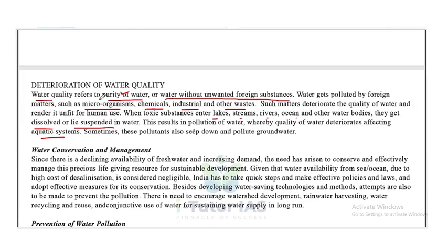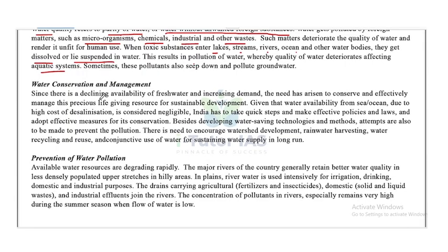Okay. Next one is water conservation and management. Since there is a declining availability of fresh water and increasing demand, the need has arisen to conserve and effectively manage this precious life-giving resource for sustainable development. Given that water availability from sea or ocean, due to the high cost of desalination, is considered negligible, India has to take quick steps and make effective policies and laws and adopt effective measures for its conservation. Okay, so we should take quick steps, make effective policies and laws, and adopt effective measures for its conservation.